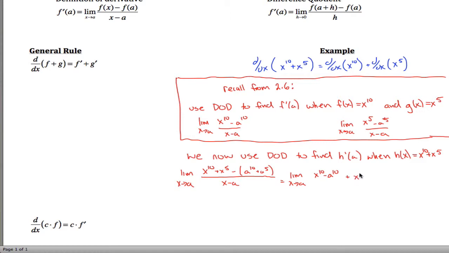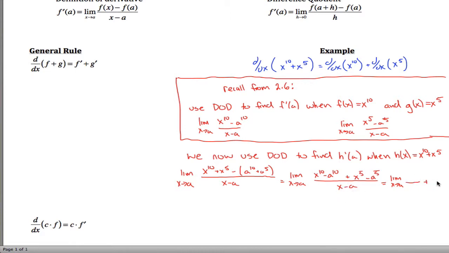I got an x to the 5th in there, and I got a negative a to the 5th. Just change the order around up in the top. And actually, I can do one more. I can say I have something plus something else divided by x minus a.